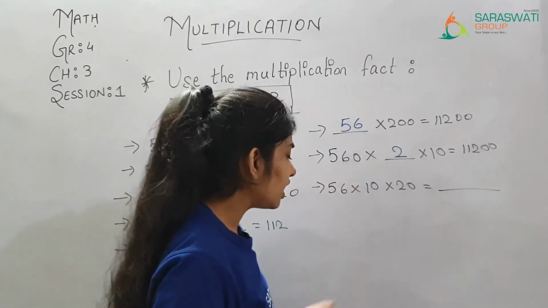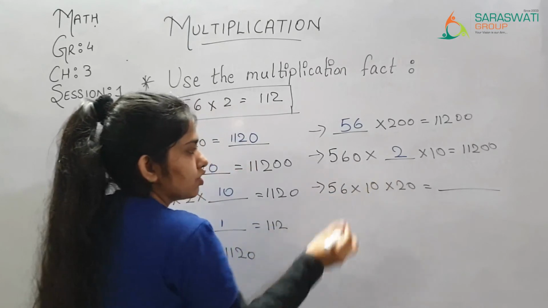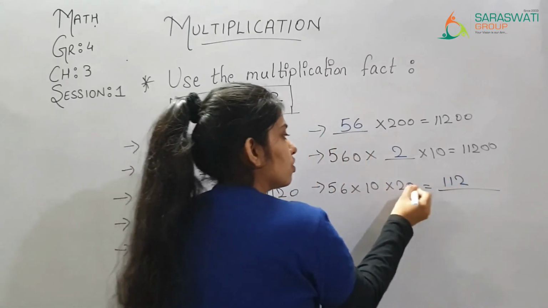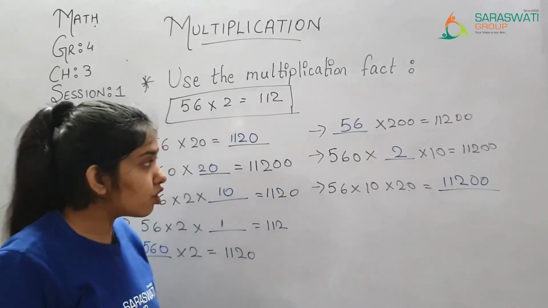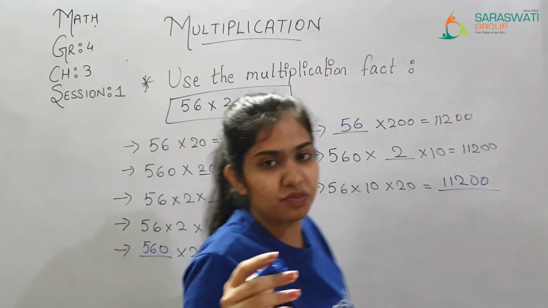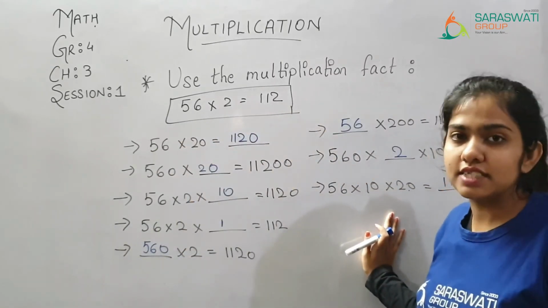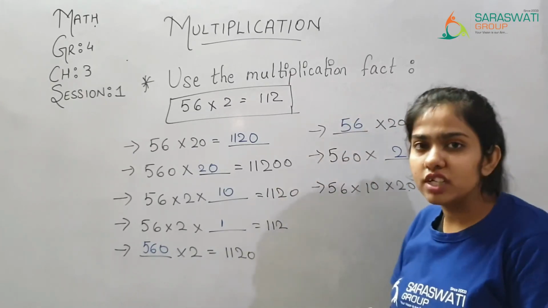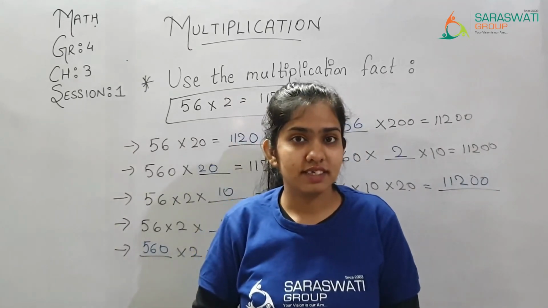Now the next is 56 into 10 into 20. So 56 into 2 is 112 and then these 2 zeros, so we get the answer. So with the help of the multiplication fact we have solved this kind of sums, or you can say equations, right? I hope you have easily understood the concept of the multiplication fact too, right students?